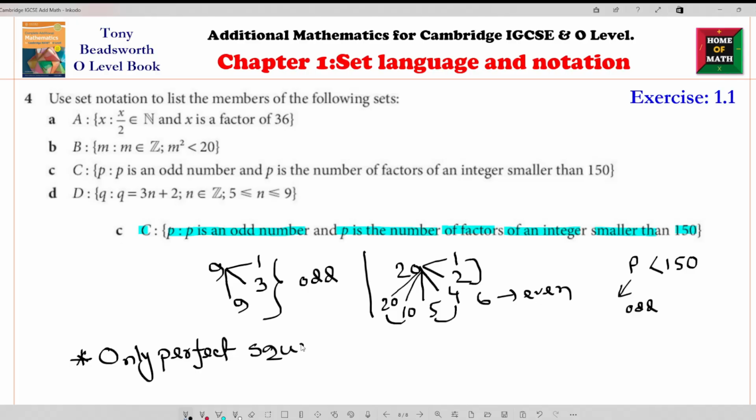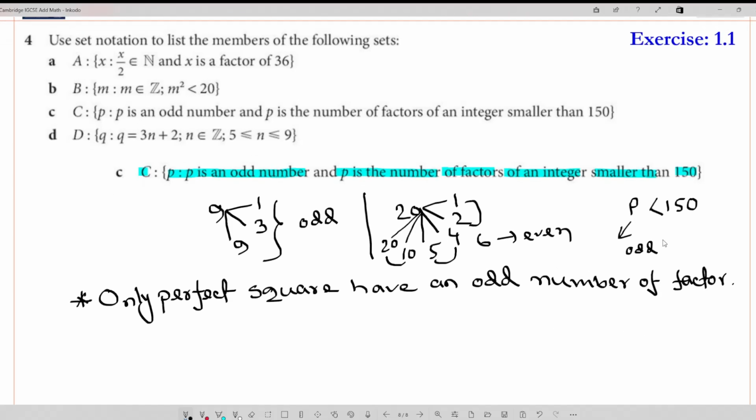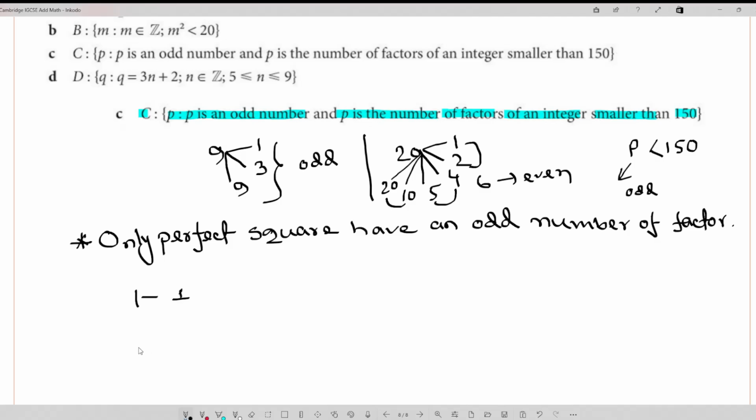And we have to know a small note: only perfect squares have an odd number of factors. You can check this one. So below 150, which is less than 150, find the number of factors of each. Suppose 1 has 1 factor. Then the next perfect square is 4. 4 has 3 factors. How? Look, this is 4.